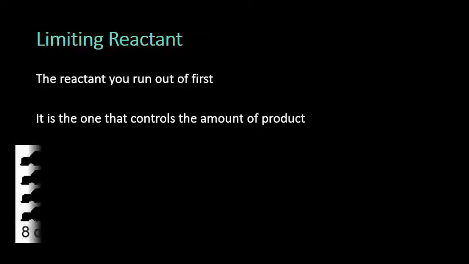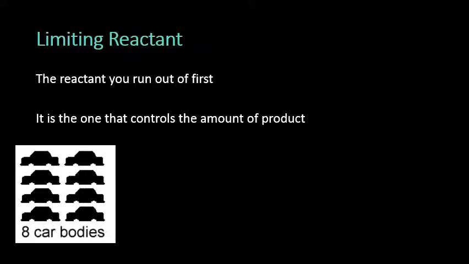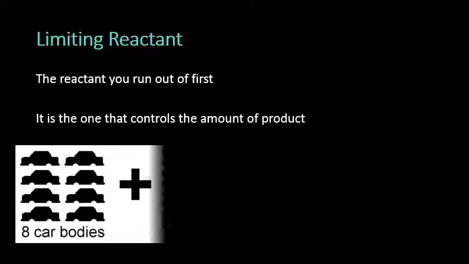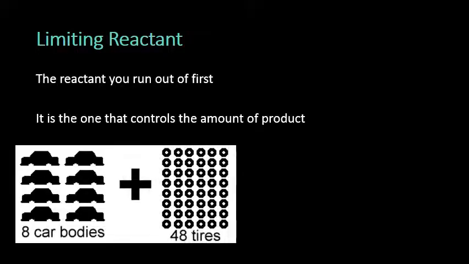of product. For example, if I had a reactant of 8 car bodies, and I had another reactant of 48 tires, the question is, how much product would I make? Well, I'm going to get out the handy-dandy pen because we can see that in this particular scenario, it's the mole ratio that controls the amount of product. So let me get my board. All right, and this says that for every 8 cars, we're going to need 4 tires.